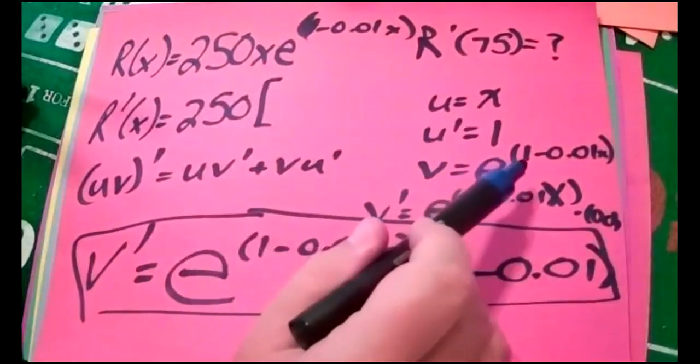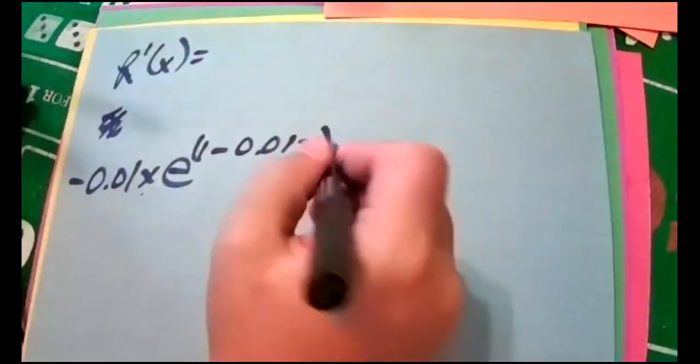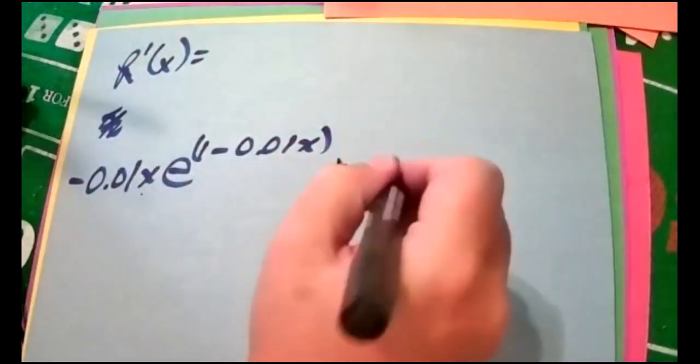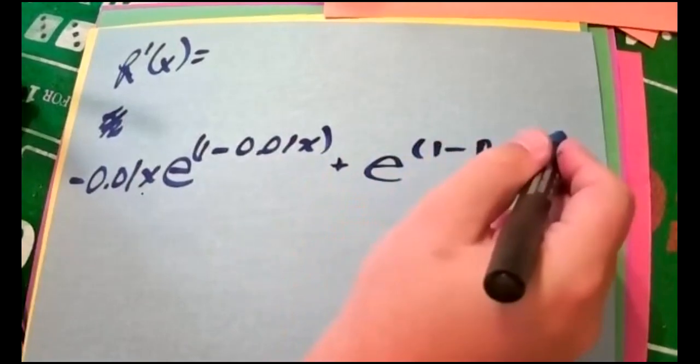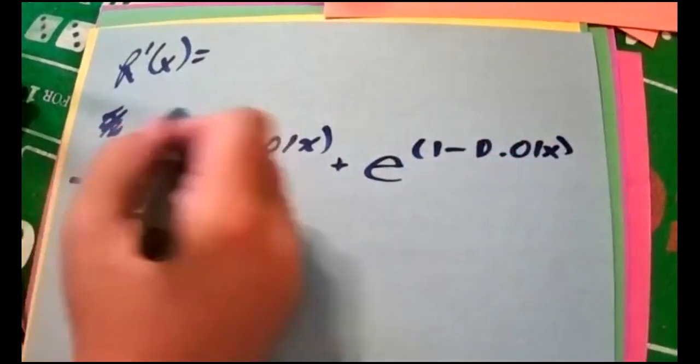So it's just going to be times this expression, plus e, again, to the 1 minus 0.01x. This right here is r prime of x.